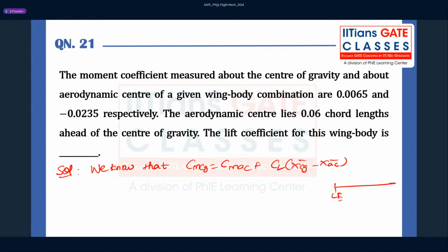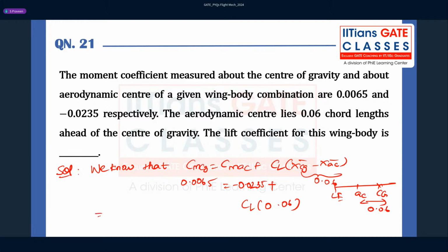So which means the aerodynamic center is ahead. So this is my AC and this is my CG. Okay. So this distance is 0.06. So you know this, this is 0.06. He's saying that this value is 0.0065, and about the aerodynamic center for a given body, this is basically minus 0.0235 plus CL times 0.06.